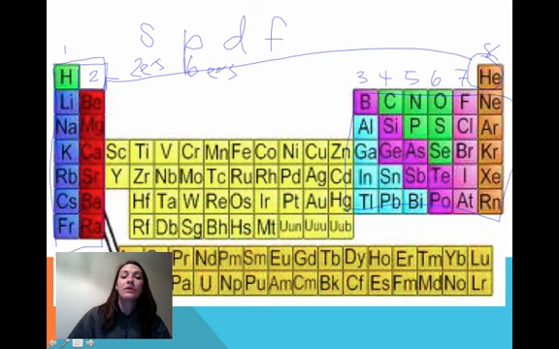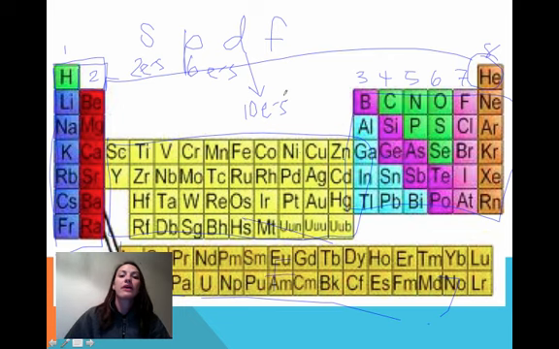Okay. The D orbital is going to be your transition metals, and you'll notice that there are 10. 1, 2, 3, 4, 5, 6, 7, 8, 9, 10. So that your D holds 10 electrons. And your F is going to be the lanthanide and the actinide series down here. Those are going to be your F. Those are going to hold 14 electrons. So those are going to be very helpful for us, the S, P, D, and F, in determining and writing out our electron configuration.